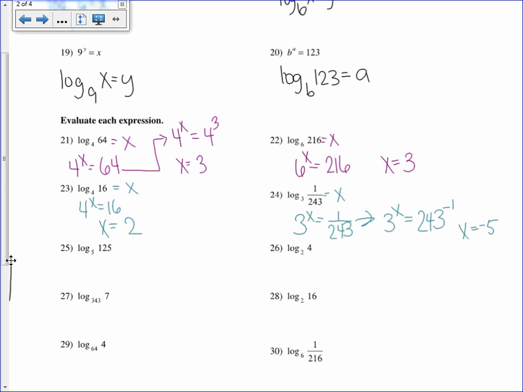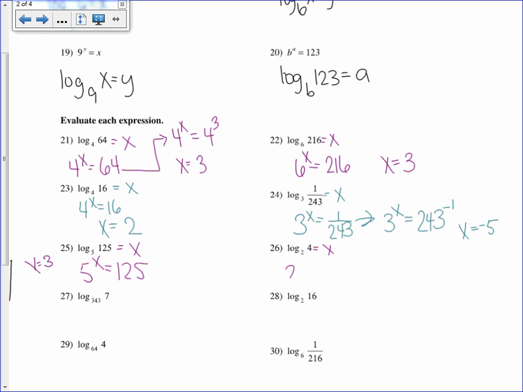Okay, I don't have a ton of space, so I'm not actually going to show everything, but if you need help figuring out this change of base, you need to come see me. Alright, 25, set that equal to x, so this is 5 to the x is equal to 125. Hopefully we're getting used to seeing this question. This is x equals 3. Okay, 125 is equal to 5 cubed.